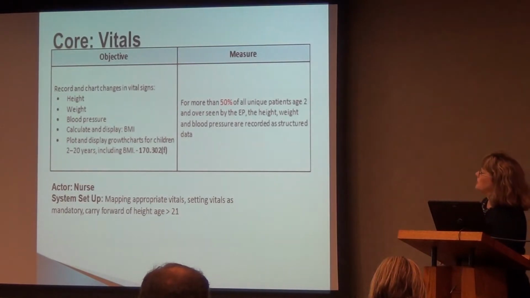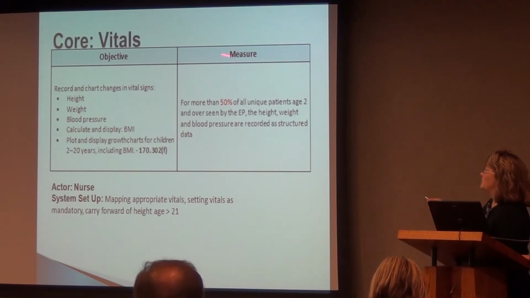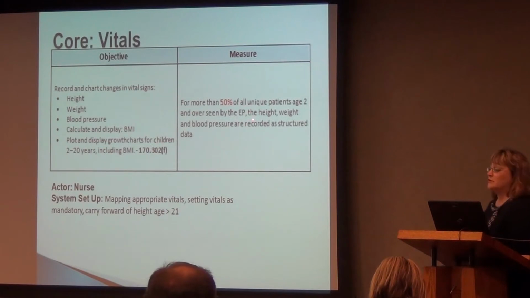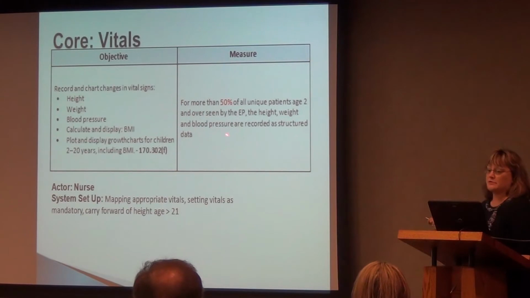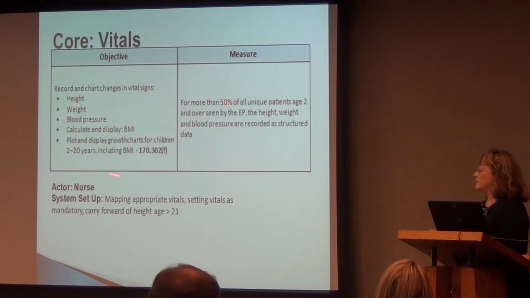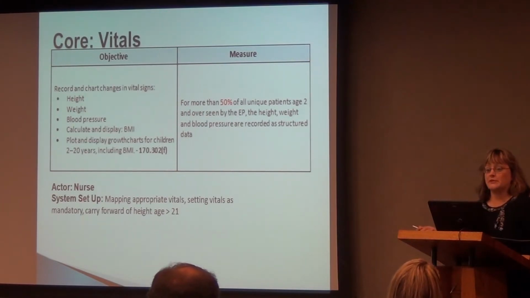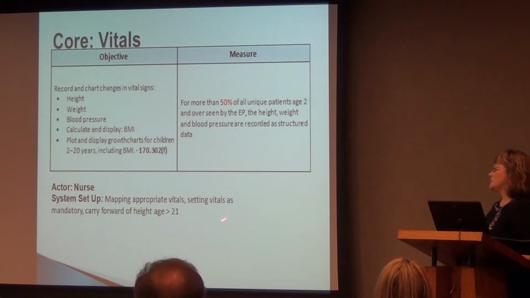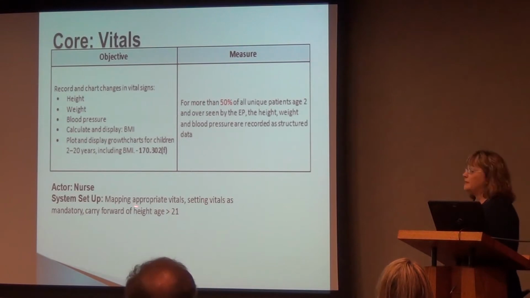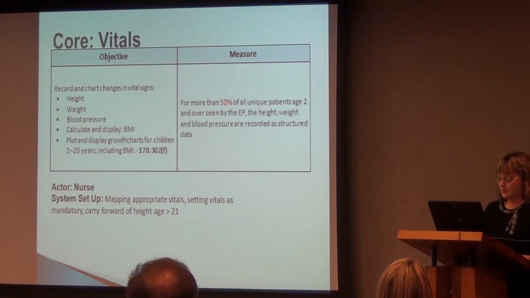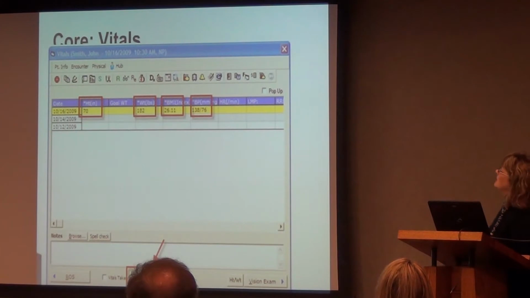Another one is recording vitals: height, weight, blood pressure, calculate the BMI, plot the growth charts for children. You want more than 50% of all unique patients aged 2 and over seen by the eligible provider to have height, weight, and blood pressure recorded as structured data. In this case, the most appropriate person to do that is usually the nurse collecting the vitals. In our system setup, we have to map vitals, set them as mandatory, and carry forward the height for any patient over 21. In the electronic health record, this is an example of eClinicalWorks.